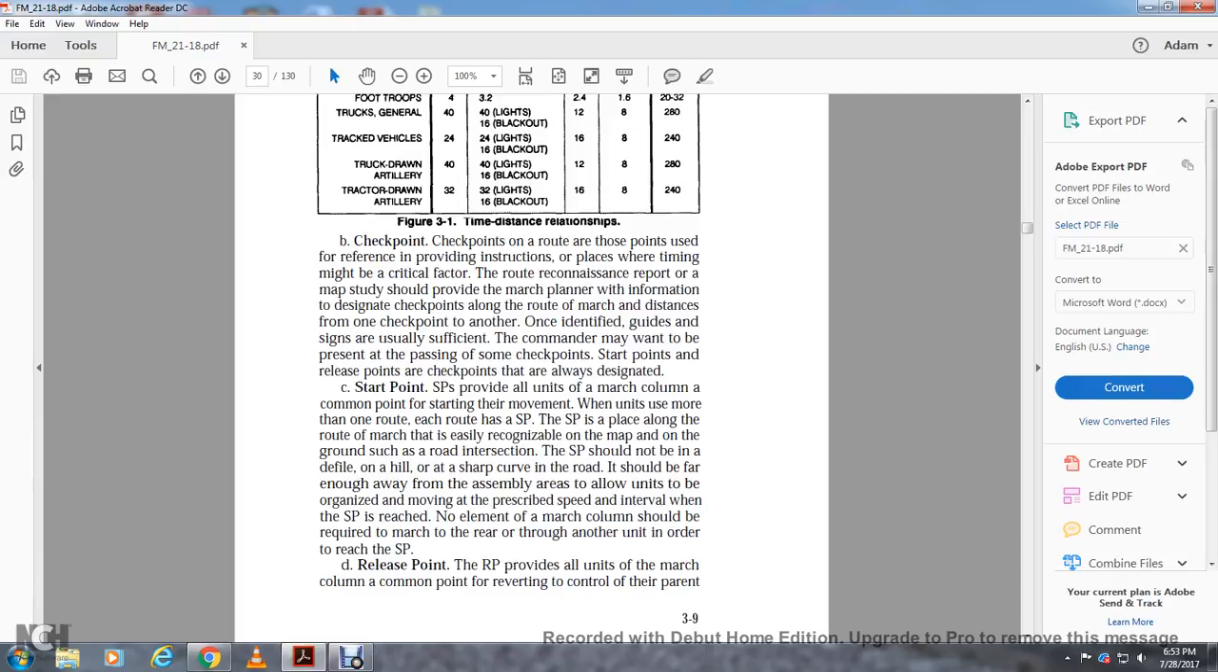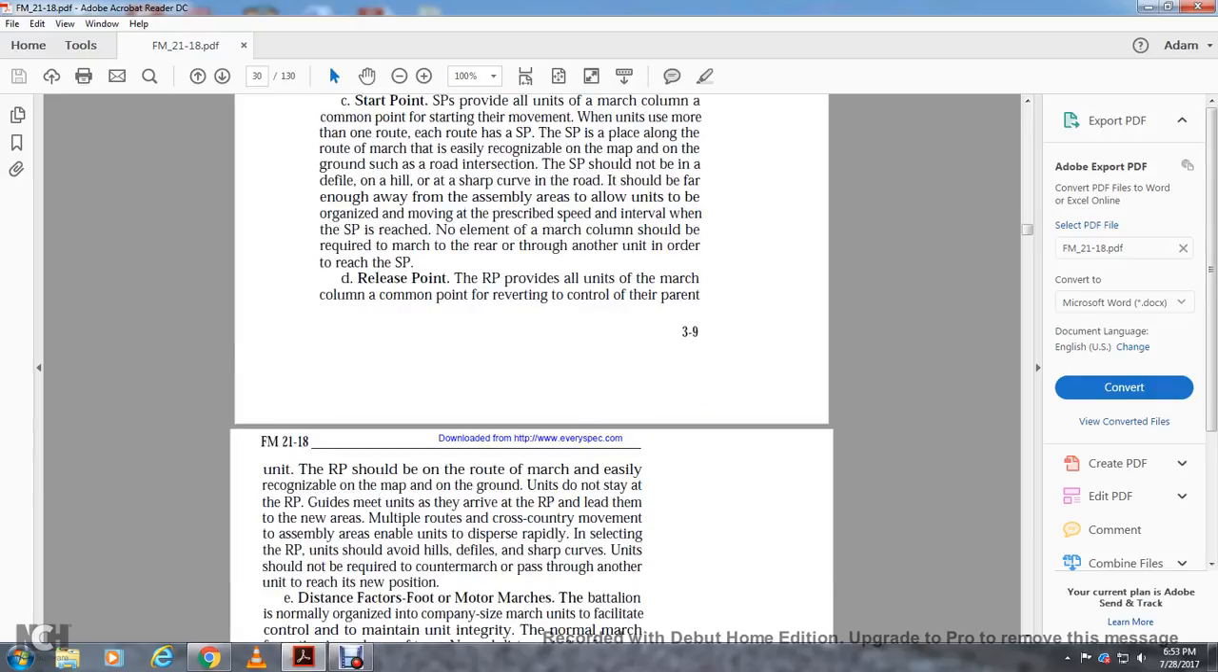The release point provides all the units of the march column with a common point for reverting to the control of the parent unit. The release point should be on the route of march and easily recognized on the map and the ground.